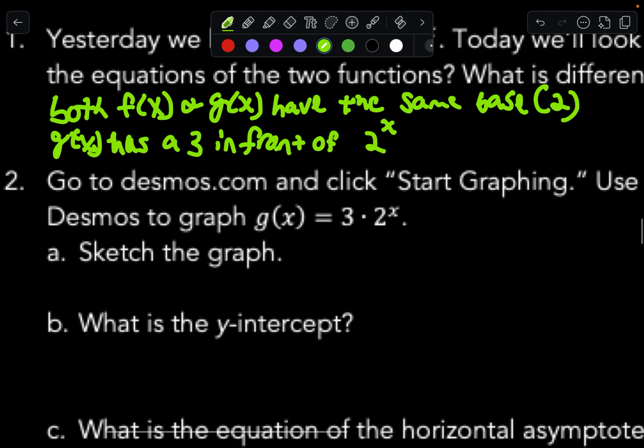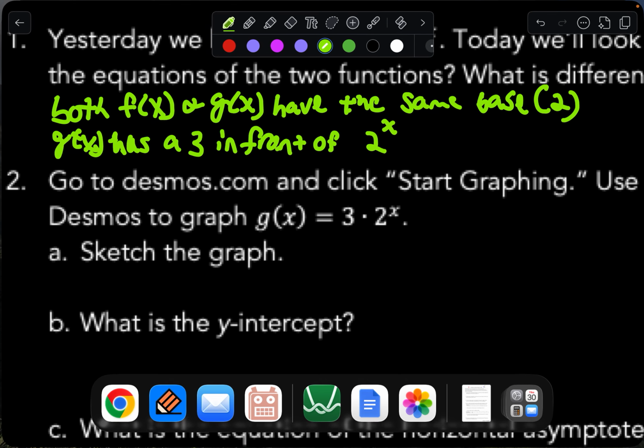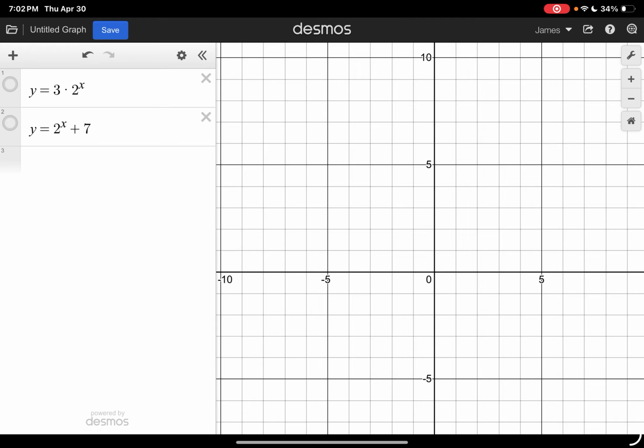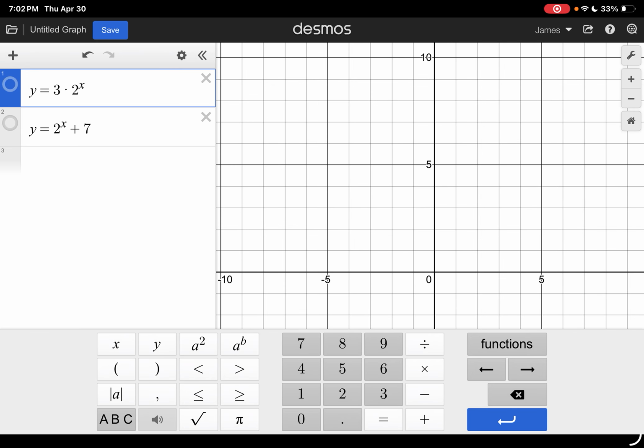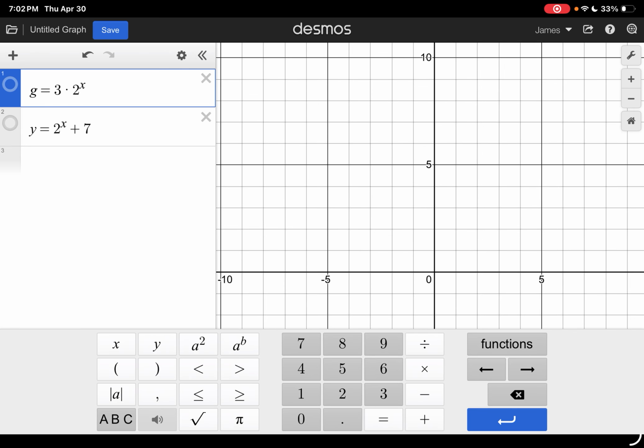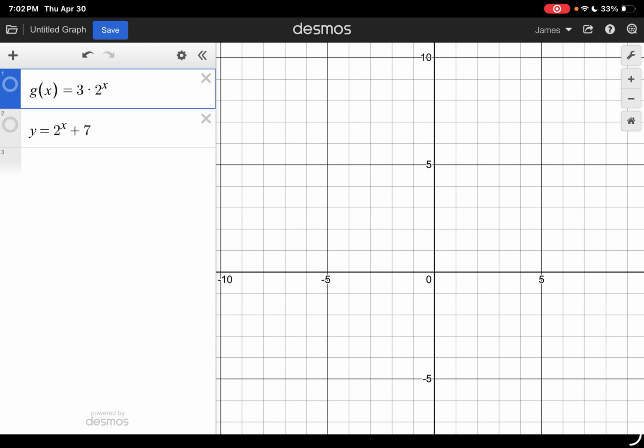So now it says, let's go to Desmos.com. I've downloaded it onto my iPad, and you should have too. So we've got g of x equals 3 times 2 to the x, and they want us to see what the sketch looks like. Okay, so there is g of x, and I'm going to have it graph it for you.